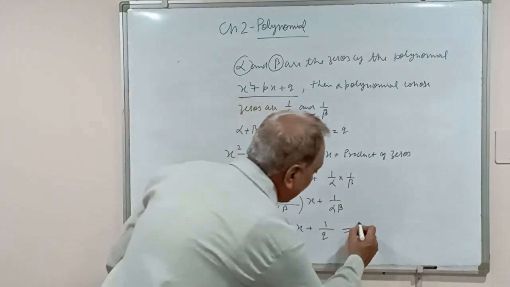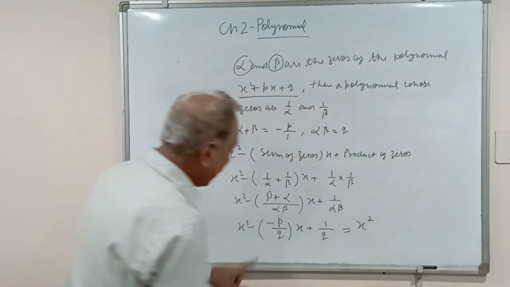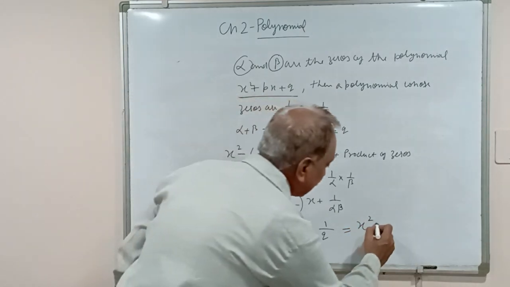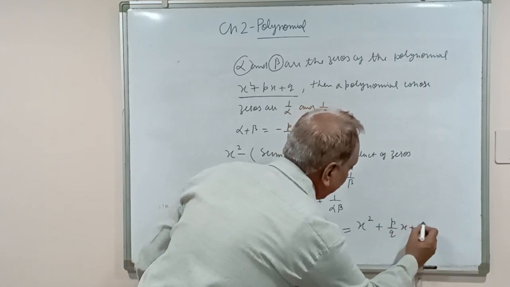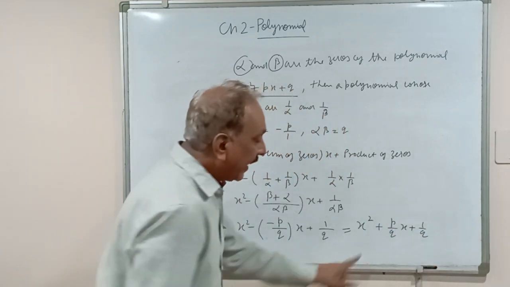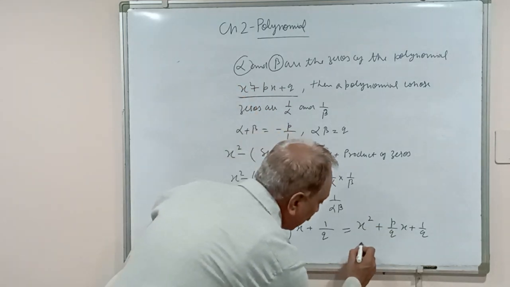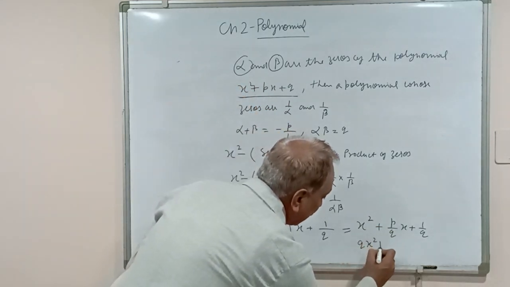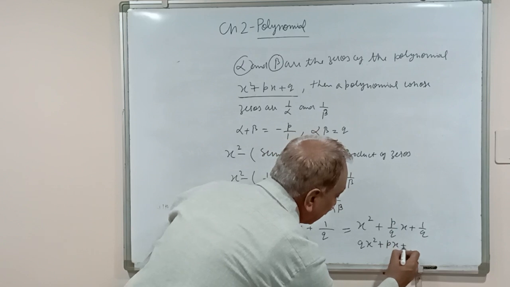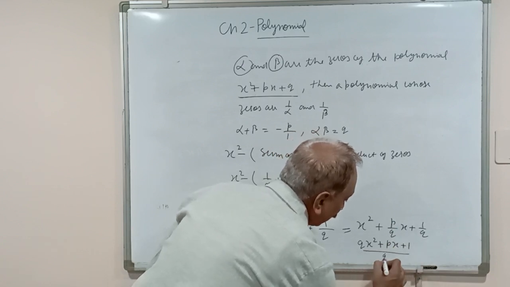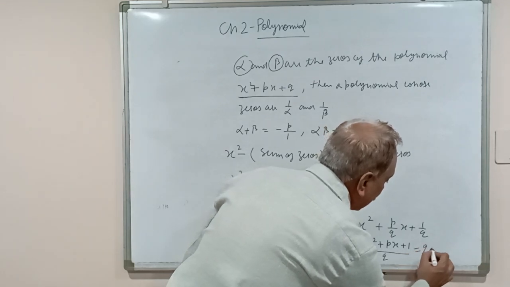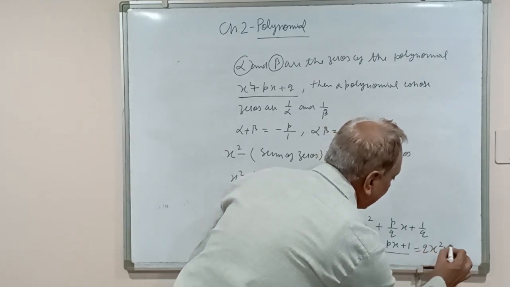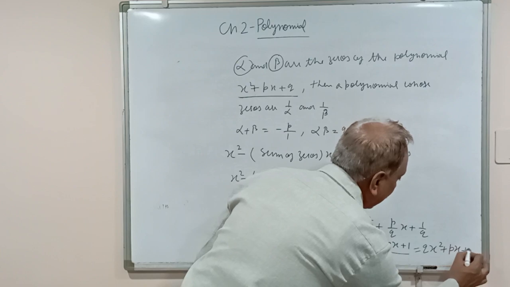Finally, x square minus minus plus p upon q x plus 1 upon q. LCM is q, so this is qx square plus px plus 1 equals 0. Finally, the equation is qx square plus px plus 1.